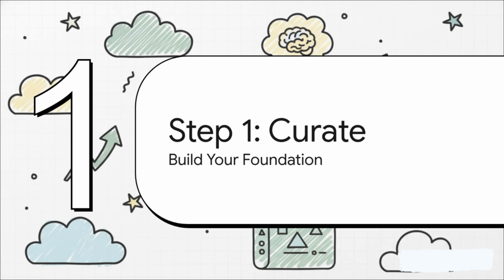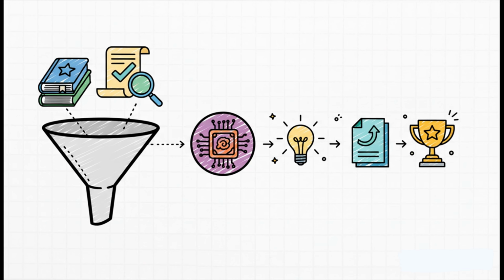Let's kick things off with the first and, frankly, the most critical step: curate. This is all about building a high-quality foundation for your AI to work with. The goal here is really simple. You want to build a knowledge base only from sources you've personally vetted and already trust. You have to be super particular about what you let into your notebook because, and this is the key, the quality of your output depends entirely on the quality of your input.